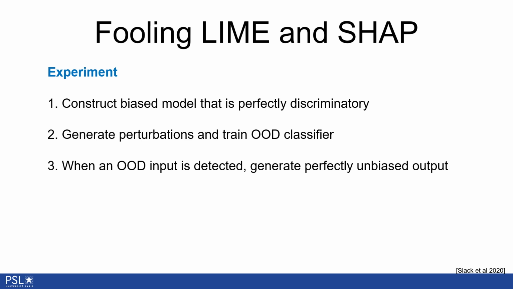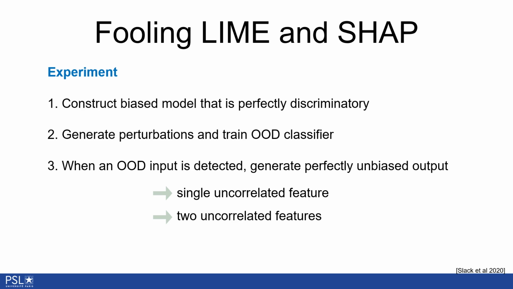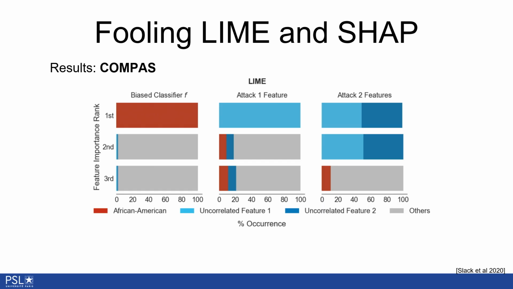In the simplest example, the authors used a single uncorrelated feature, but they also examined what happened when they used 2 uncorrelated features. The goal of this experiment was to quantify how well this works. Specifically, how well can a classifier detect out-of-distribution points with respect to a real-world dataset. This figure shows the results for the COMPAS dataset. The 3 columns show the result of applying LIME to 3 different models. In the first column, LIME is applied on the biased model without any detector of out-of-distribution inputs that would fool LIME. This is the control case.